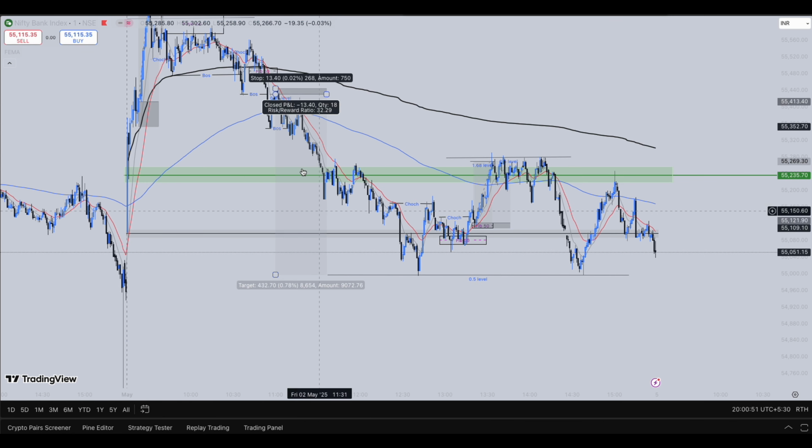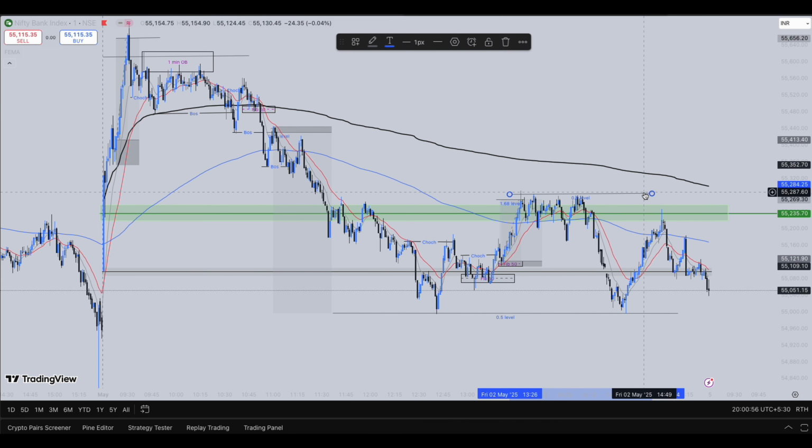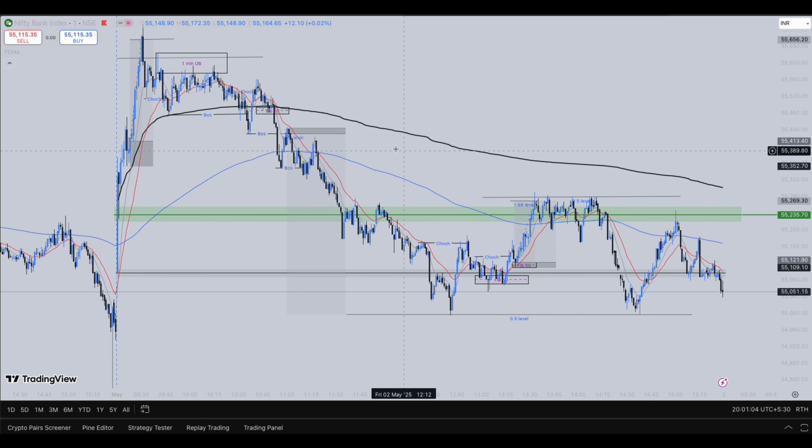But for me, I wanted to explain to you a clear setup where you could have clearly taken trades with a very good risk to reward ratio with just one candle of stop loss, and that's how, as I mentioned, I always help you guys to take trades.